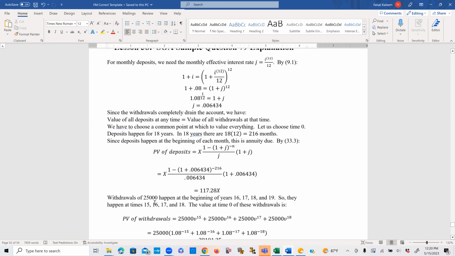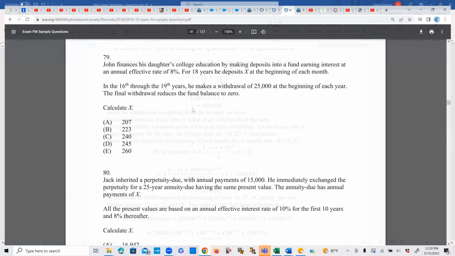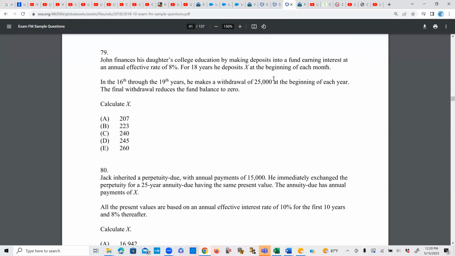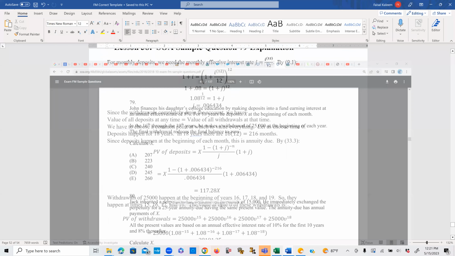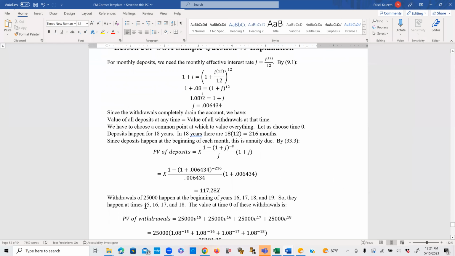Now, withdrawals of 25,000 happen at the beginning of years 16, 17, 18, and 19. Remember, that's what the problem was saying. Between the 16th through 19th year, withdrawals happen at the beginning of each year, which means at the beginning of years 16, 17, 18, and 19. Now, the beginning of year 16 is actually time 15, because the beginning of year 1 is time 0. To find the time corresponding to the beginning of any year, you go one less. So the beginning of year 16 is actually time 15.